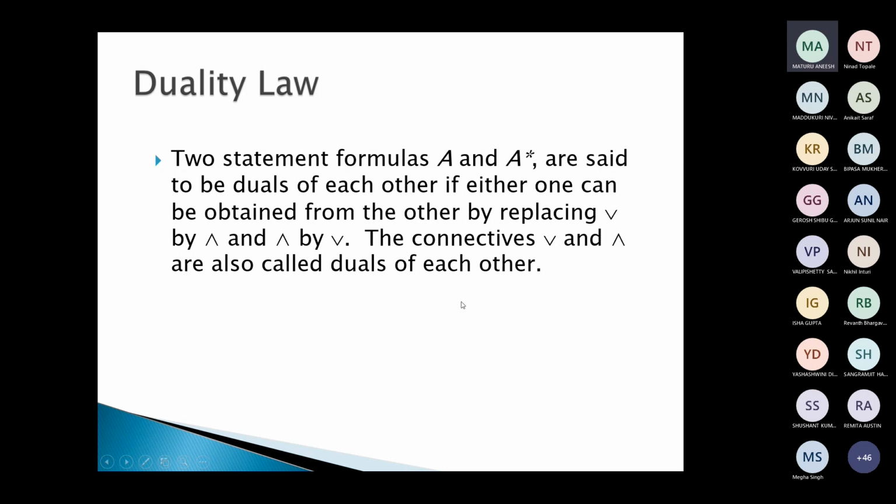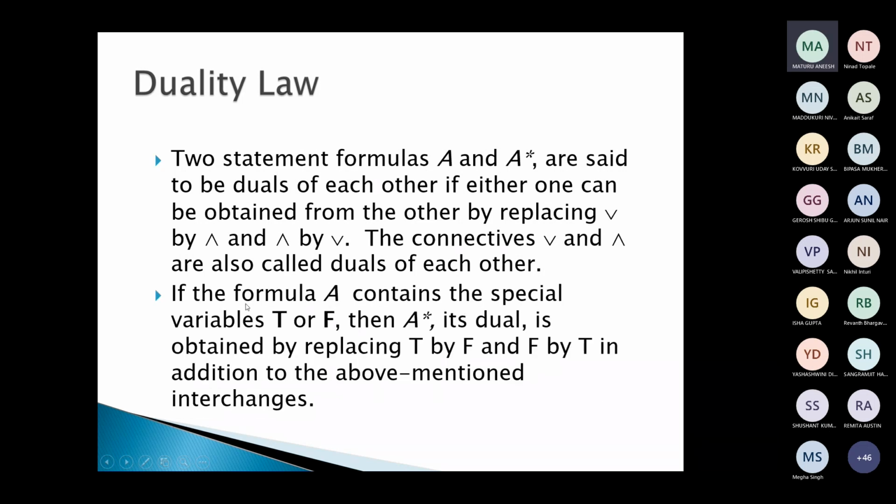That way. So can you give an example? See, if the formula A contains the special variables true or false, then A star, its dual, is obtained by replacing true by false and false by true in the above following changes, right?